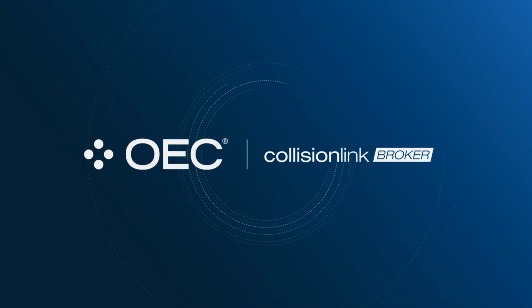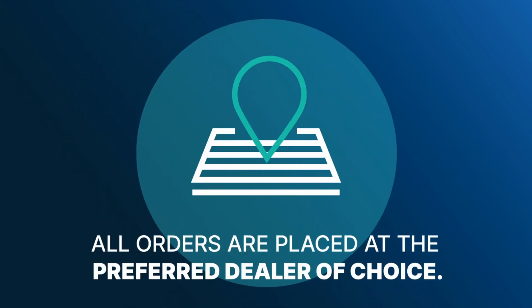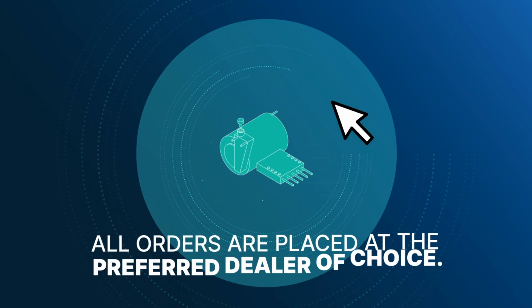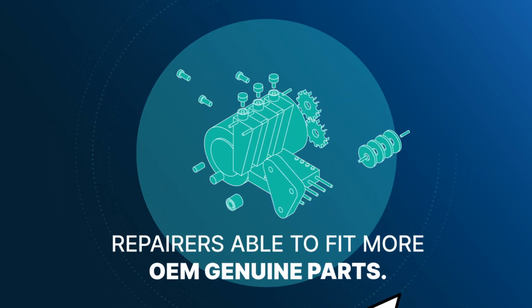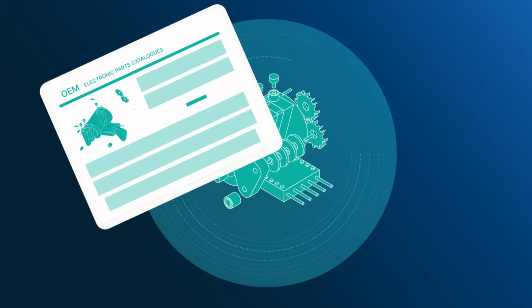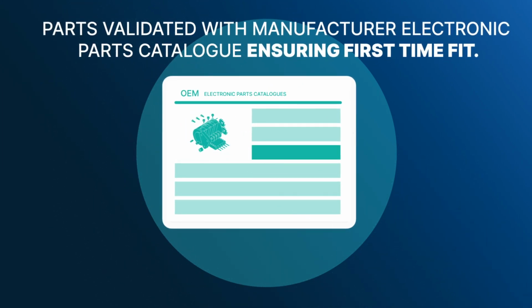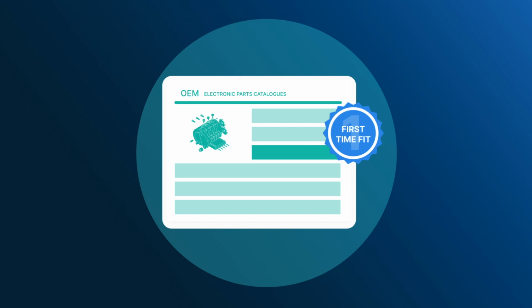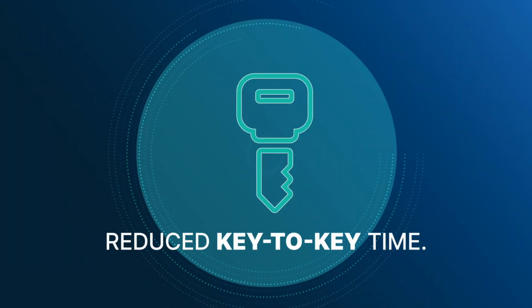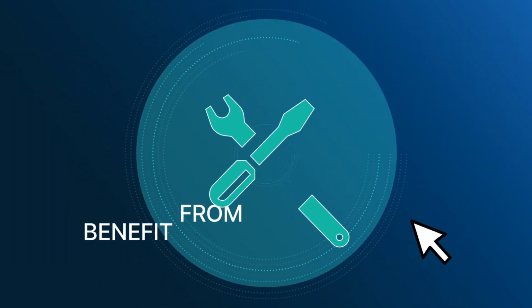With CollisionLink Broker, repairers also get the benefit of all orders being placed at the repairer's preferred dealer. This allows repairers to fit more OEM genuine parts and leverage parts validation through the manufacturer's electronic parts catalogues, ensuring first-time fit, reduce key-to-key times, and benefit from OEM warranty.